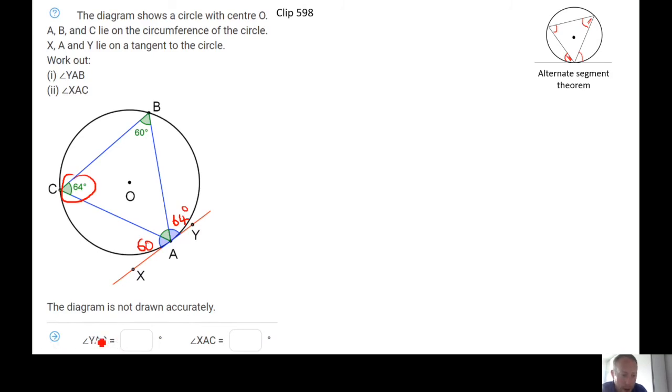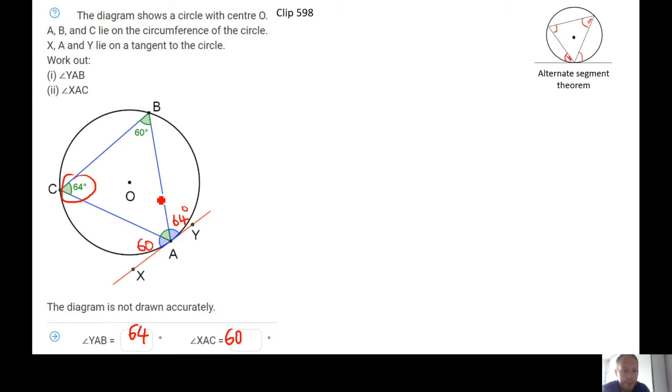Second thing says YAB. That's the one you've got to find. YAB. Well, that's straightforward again. That's 64. XAC. Well, that's this one. So that's 60 degrees. So another straightforward question. This time, though, you were given the angles that were inside instead.